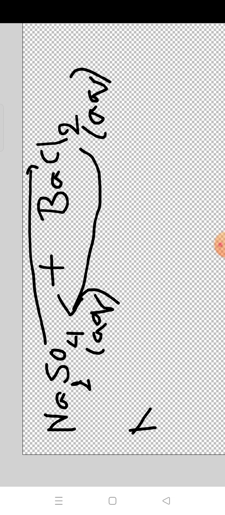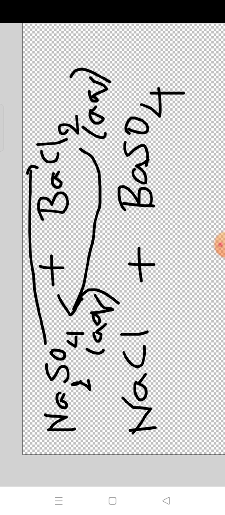So when these two reactants are mixed, there will be exchange of ions between these two reactants. So sulfate will move to barium, will get attached to barium. Chloride ion will get attached to sodium, and consequently we will get sodium chloride and barium sulfate. So sodium chloride is soluble in water and therefore it forms a solution. I'm writing AQ. Barium sulfate is insoluble in water. It appears as a solid.